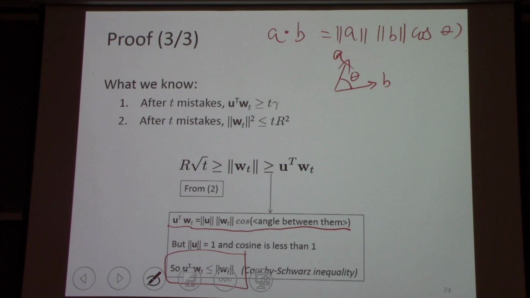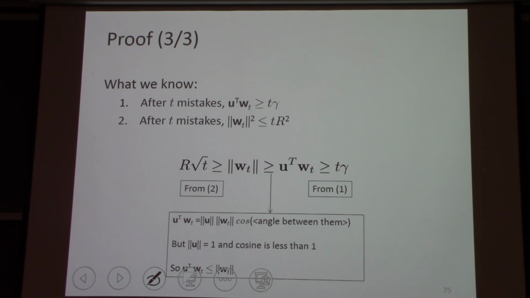So now what we have is the norm of the weight vector at the tth step, and we know by Cauchy-Schwarz that it's greater than or equal to U transpose WT. But now we are in this joyous position because we have this U transpose WT and we know something about it. So let's bring that up. U transpose WT is greater than T gamma. That was step 1 in the proof. Right? Okay? Basically the proof is over now.